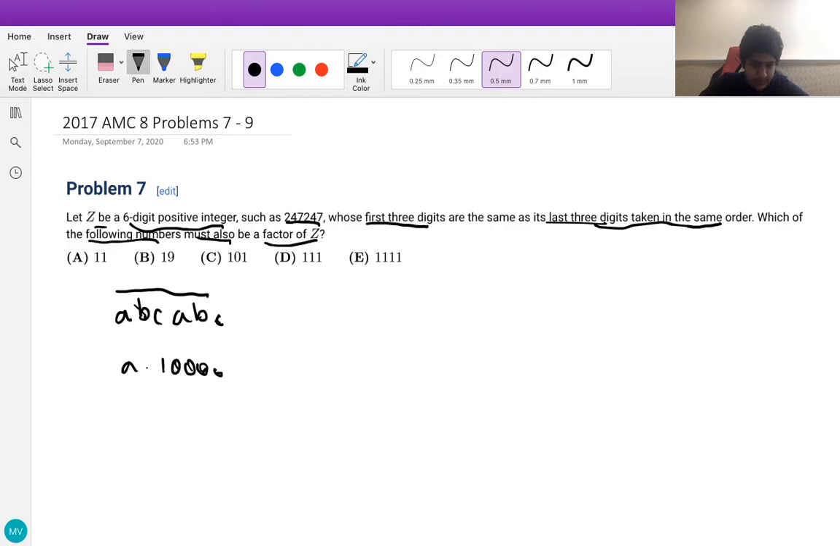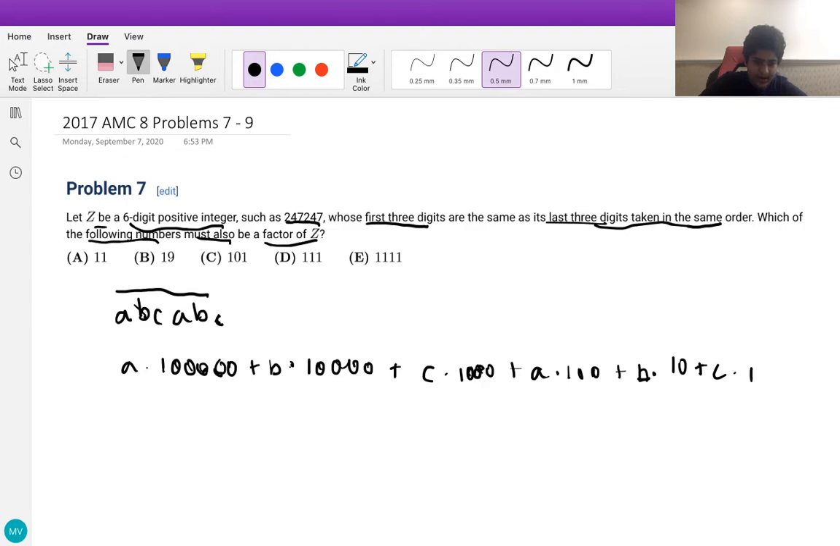plus b times 10,000, plus c times 1,000, plus a times 100, plus b times 10, plus c times 1.